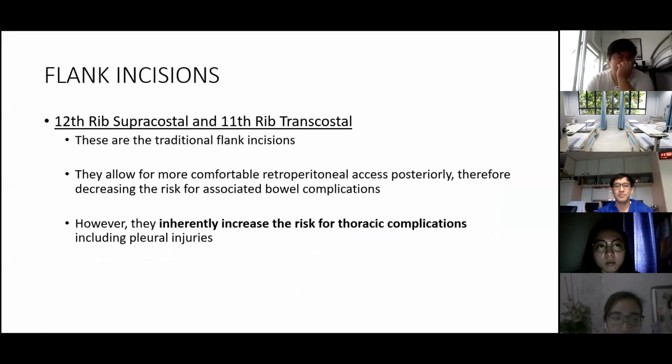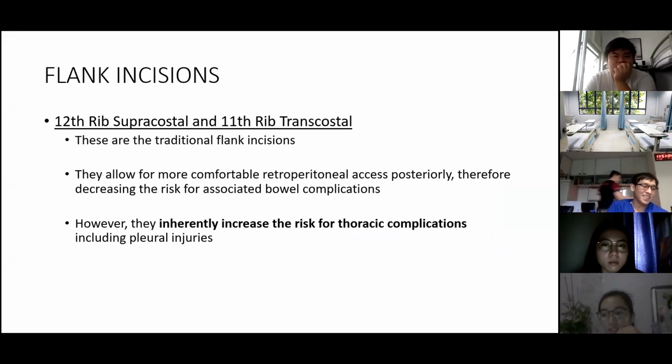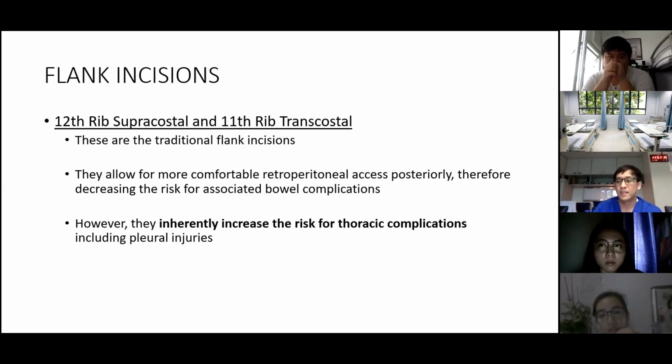Next is the 12th rib and 11th rib transcostal. These are the traditional flank incisions, and they allow for more comfortable retroperitoneal access posteriorly, therefore decreasing the risk for associated bowel complications. However, they inherently increase the risk for thoracic complications, including pleural injuries.